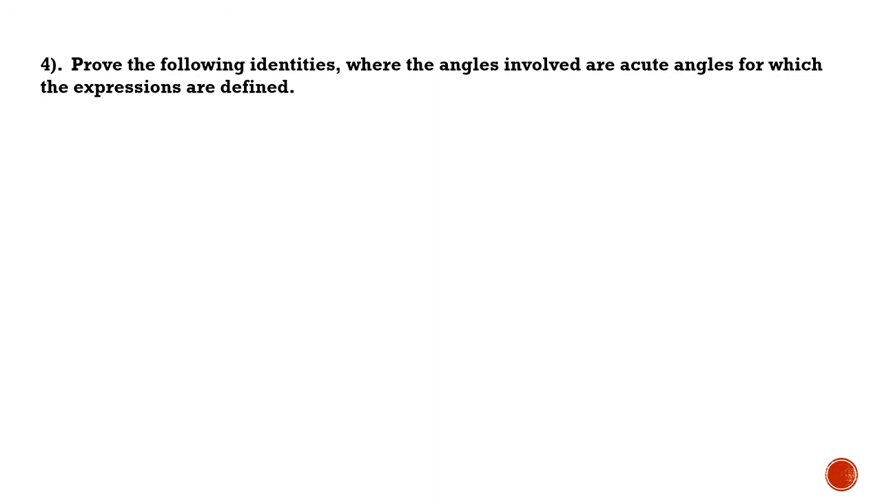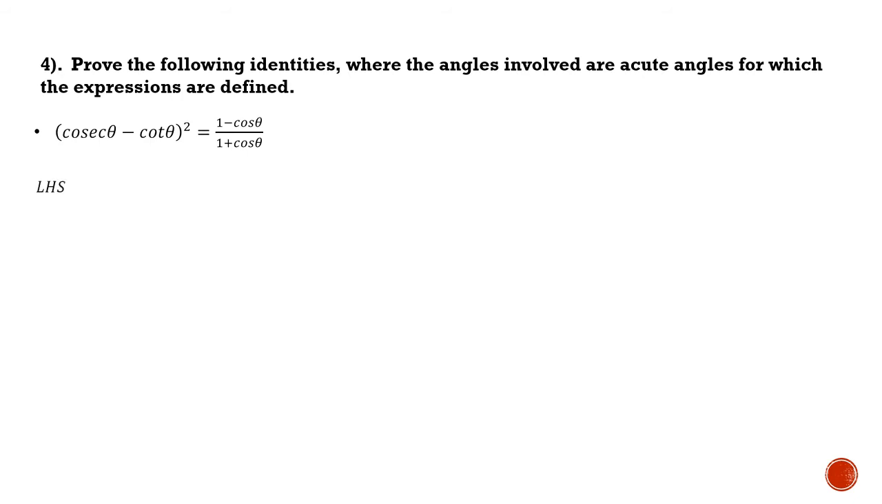Now we have to prove the following identities which will be given here. Basically we have to prove in a few examples that left hand side will be equal to right hand side. This means that for certain specific angles, if they meet the criteria, these equations are correct. Let us see how we can solve these equations.